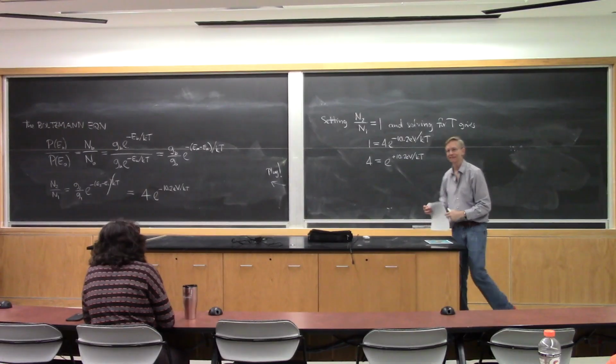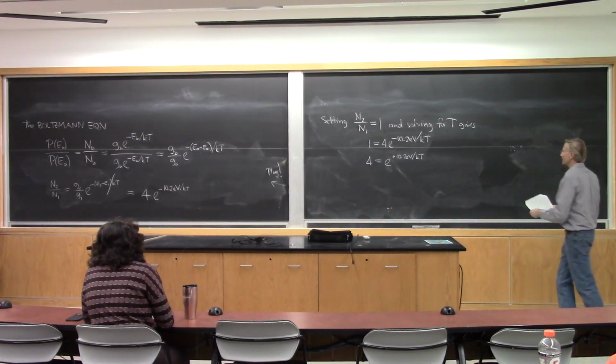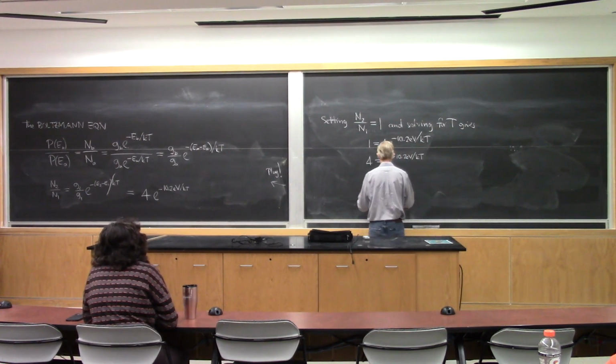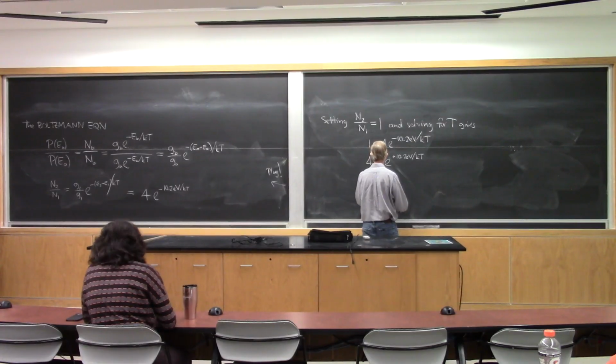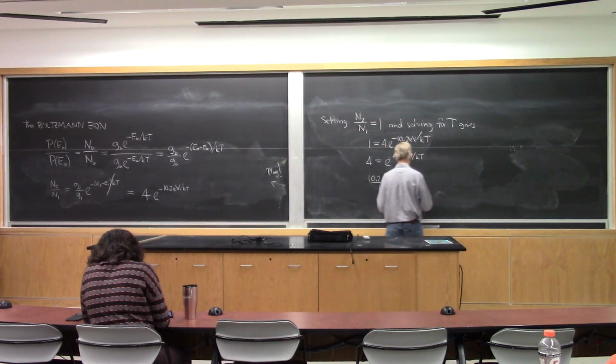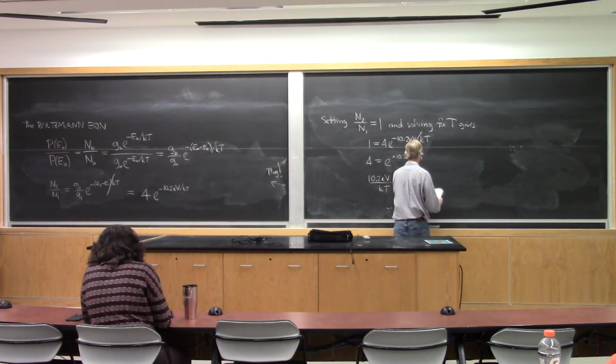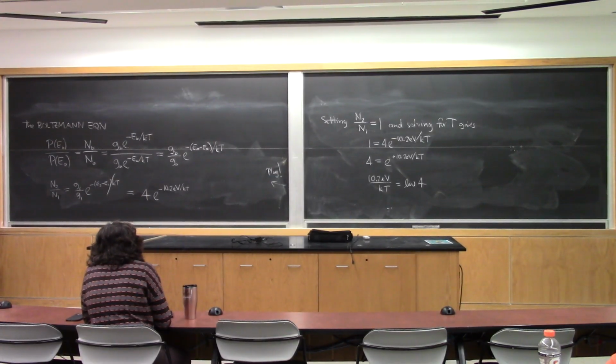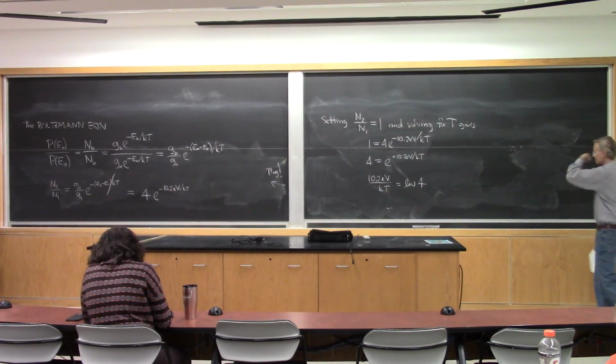Glad you caught that. Okay, so let's take the natural logarithm of both sides. So this says that 10.2 electron volts over KT is equal to the natural logarithm of 4, because somehow I decided to flip left and right when I took the natural logarithm also.